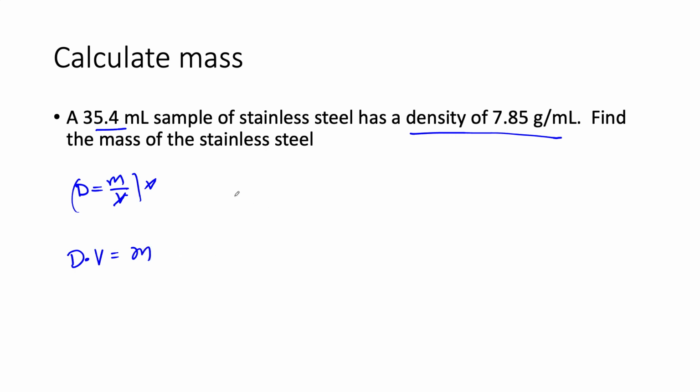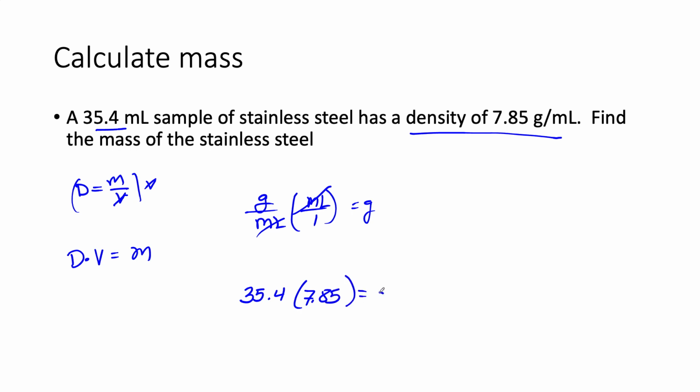Now if we look at the units, density is grams per milliliter, and we're going to multiply by volume. Milliliters cancel, and we end up with grams. So that's what we're looking for. If we do this right on the calculator, we should end up with the correct result: 35.4 milliliters times 7.85 grams per milliliter, and we should get the mass.